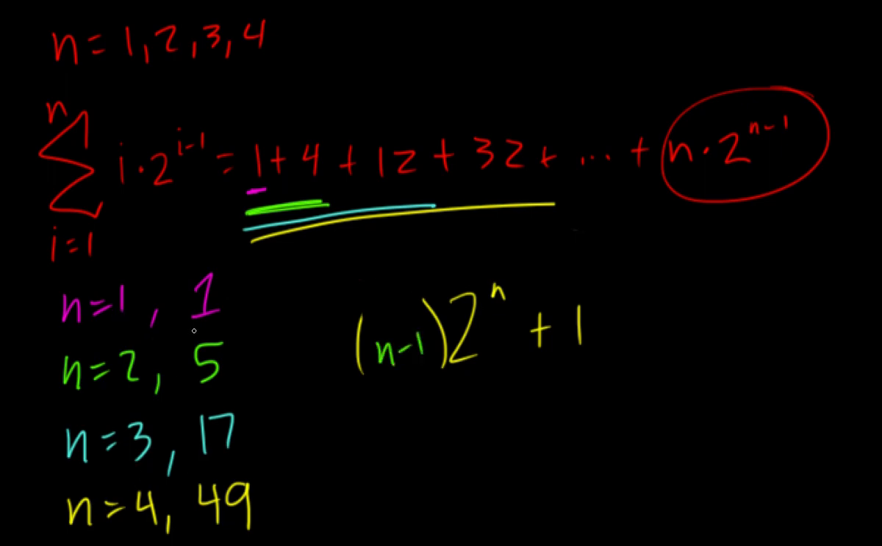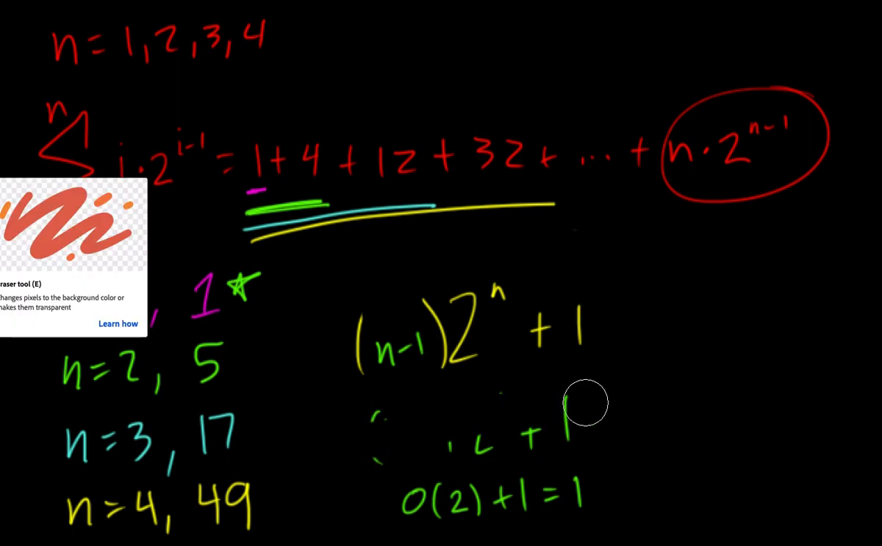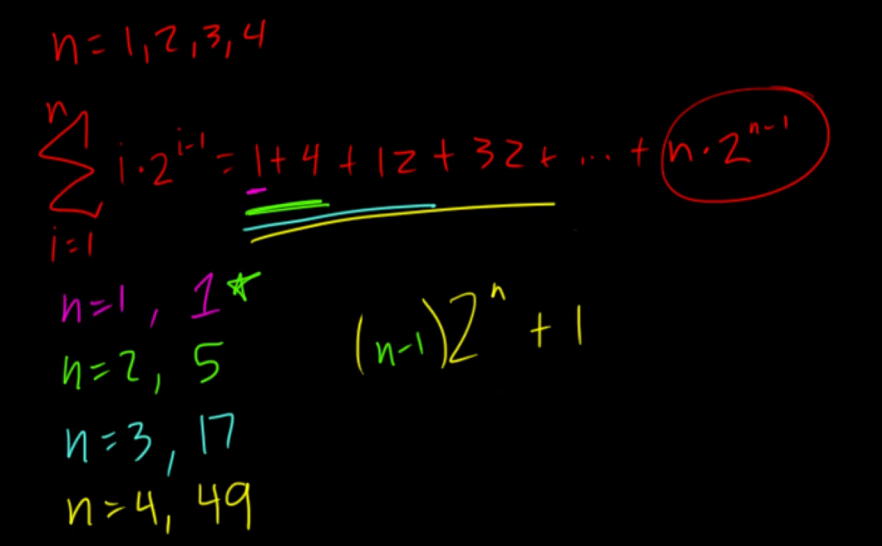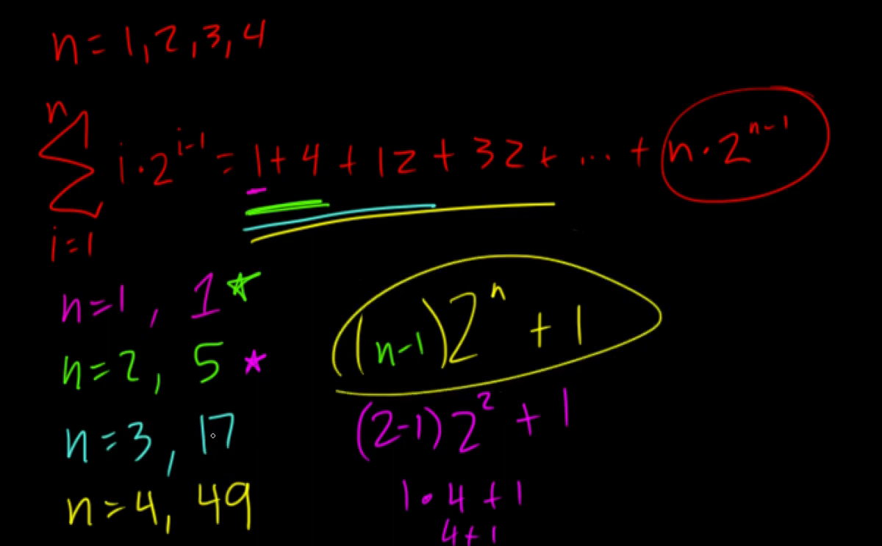Okay, so try it for 1. So we do 1 minus 1 times 2 to the 1, plus 1. That's 0 times 2 plus 1, which equals 1. So that works. Now let's try it for 2. 2 minus 1 times 2 to the 2, plus 1. So that's 1 times 4 plus 1. That's 4 plus 1, which is 5. So that worked. We made this equation based on this one, so we know it works.